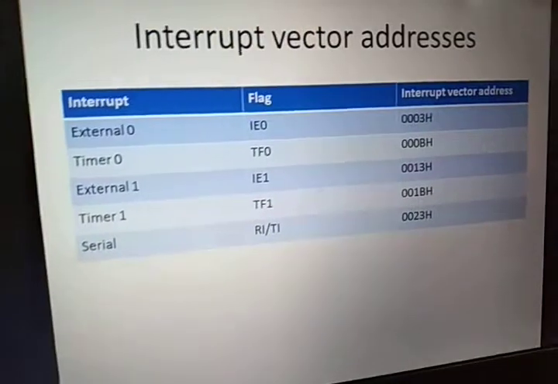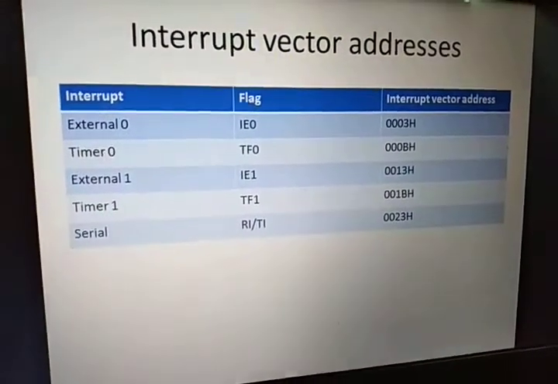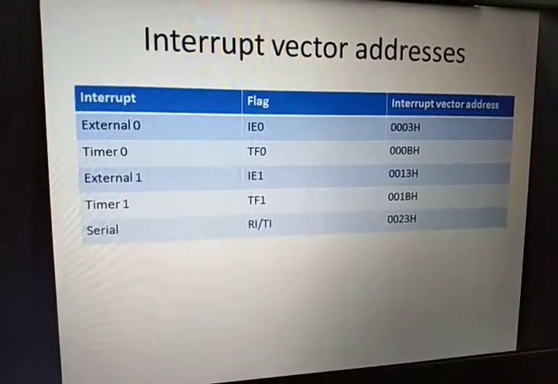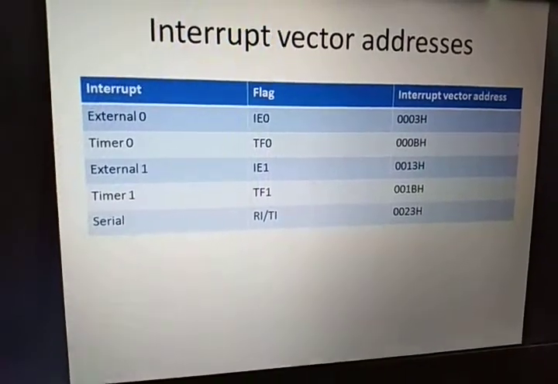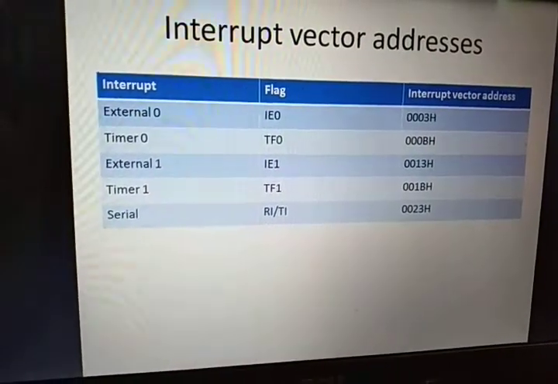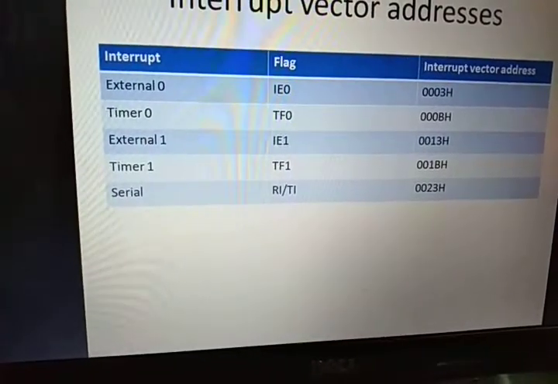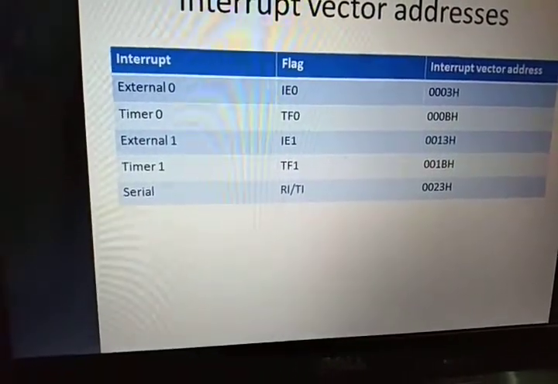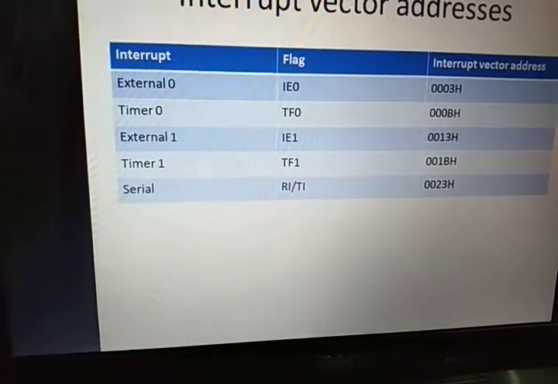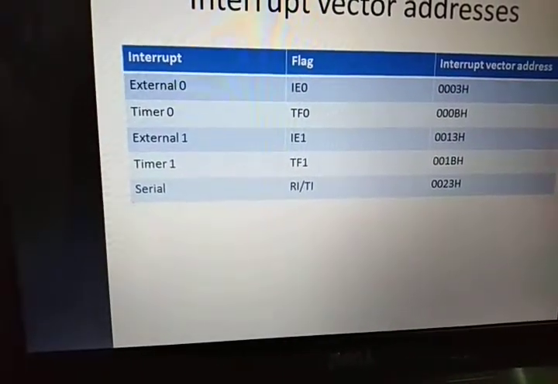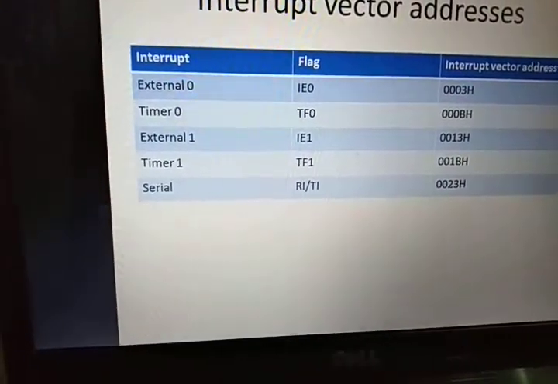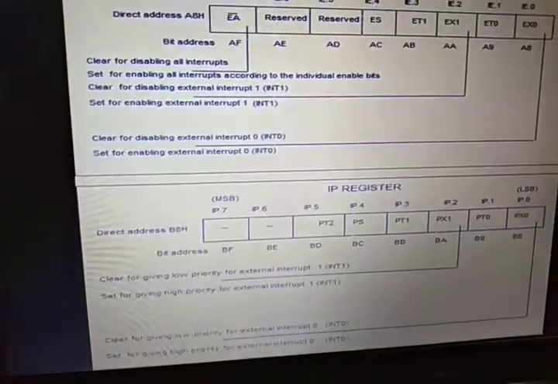The interrupt vectors associated with the corresponding routines are 0003H for external interrupt 0, and for timer 0 it is 000BH, for external interrupt 1 it is 0013H, for timer 1 the address is 001BH, and for the serial interrupt it is 0023H.